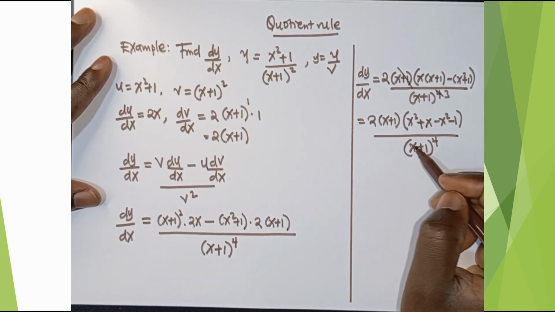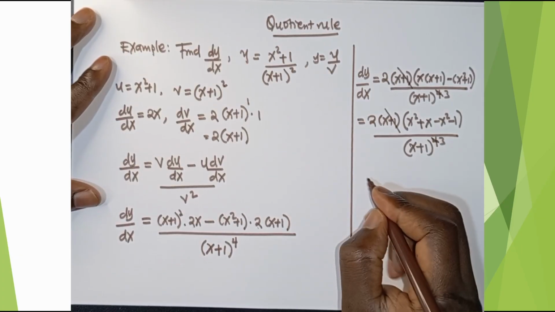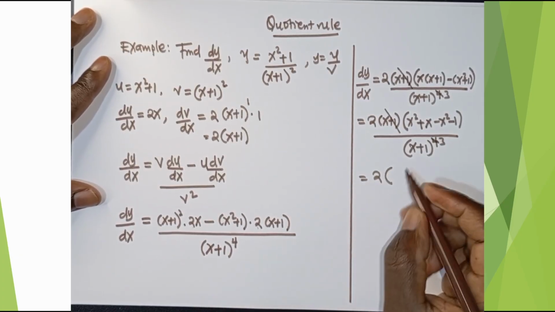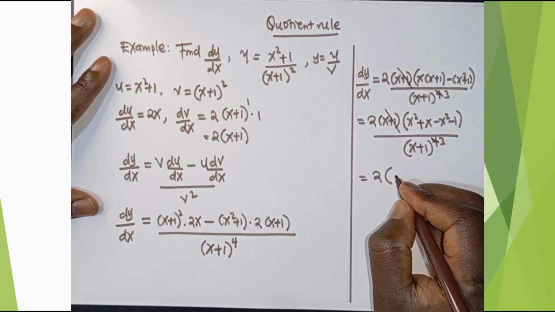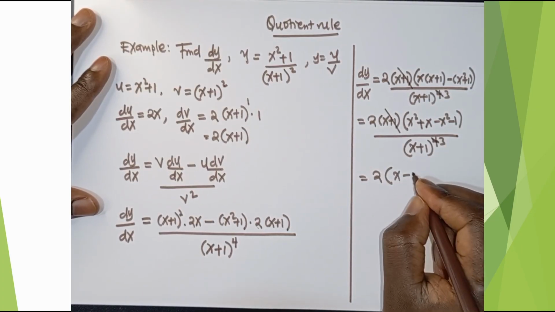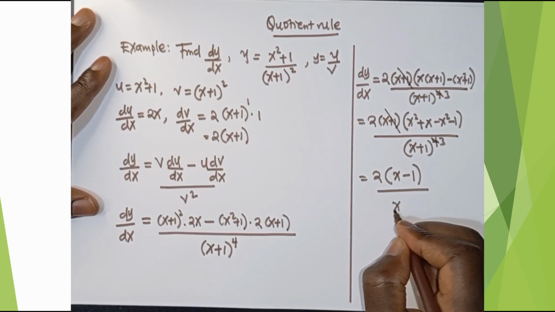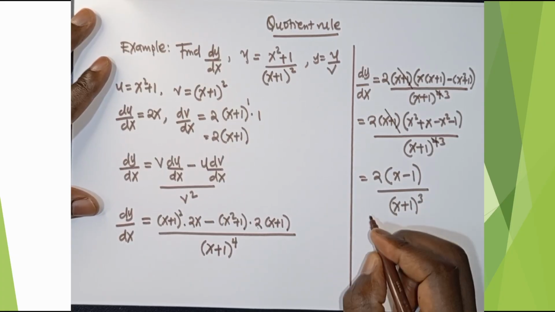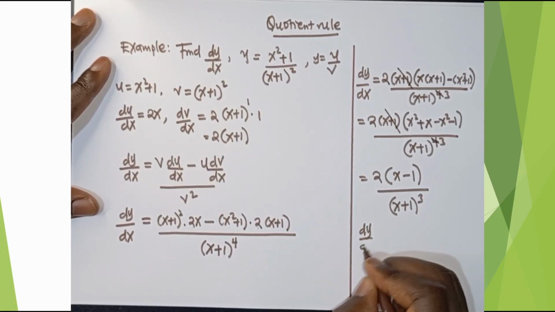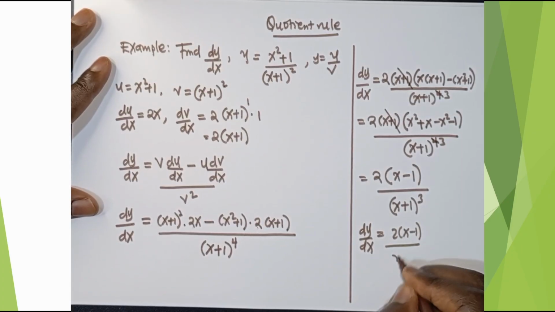Here we showed it, here we had put. So they still go, no problem. So we have 2 into, simplify, the x squares go, so we remain with x minus 1 out of x plus 1 power 3. This is our dy by dx. So our dy by dx is 2 into x minus 1 out of x plus 1 power 3.